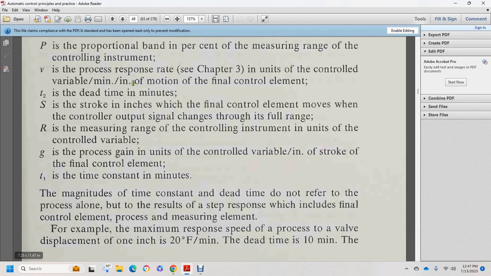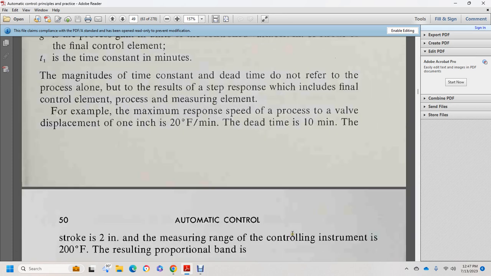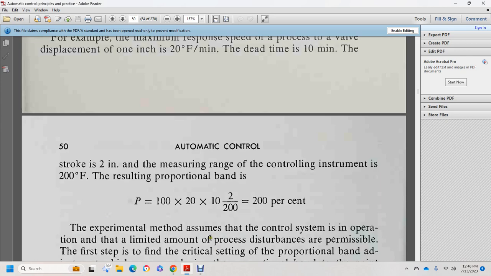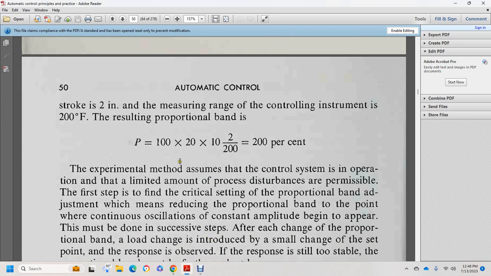The magnitude of the time constant and the dead time refer to the process along with the result of the step response, which includes the final control element and the measuring element. For example, a maximum response of the process for the value displayed is 1 inch for 20 degrees Fahrenheit, with a dead time of 10 minutes, a stroke of 2 inches, and a measuring range of the control instrument of 200 degrees Fahrenheit. The resulting proportional band is, for example, 100 times 20 times 10 times 2 divided by 200, which is 200%.